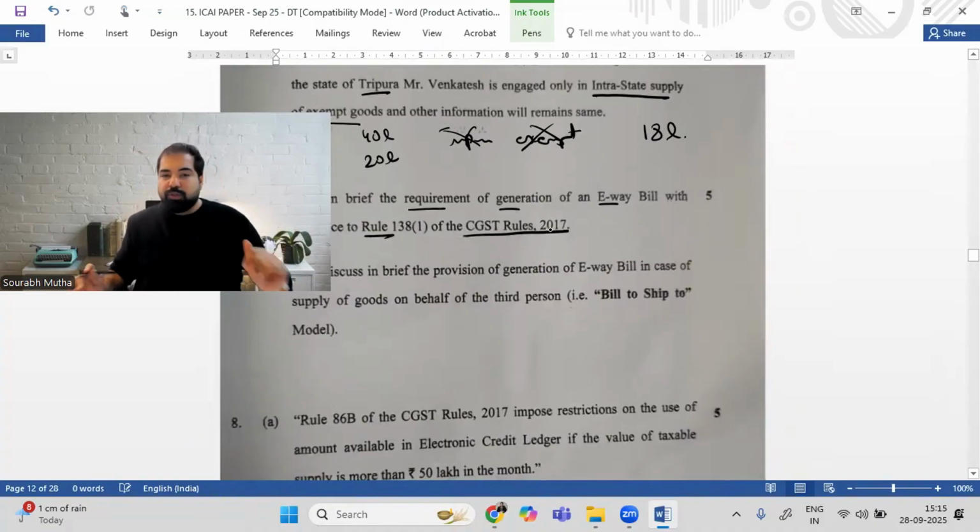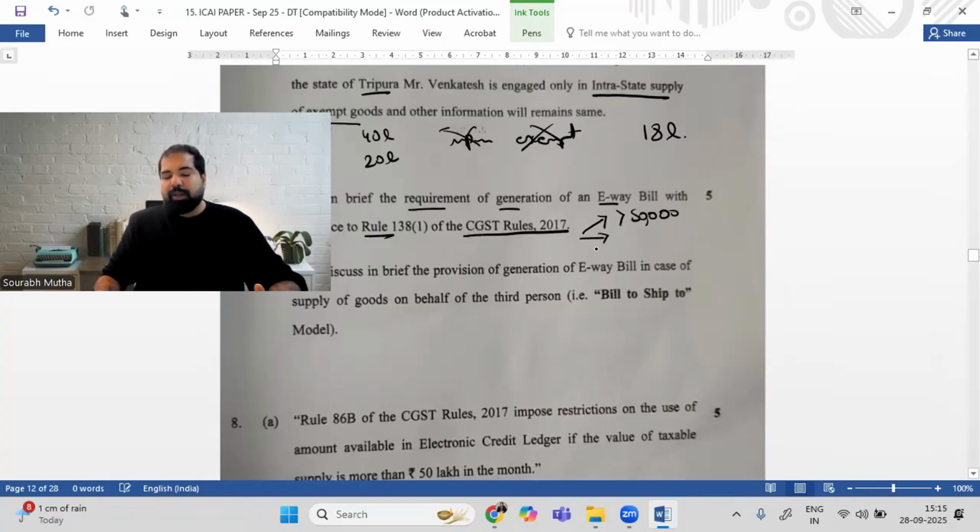State in brief the requirement of generation of e-way bill with reference to Rule 138 of the CGST Rules 2017. It's just like on a bike you need a license. Whenever there is movement of goods, you require an e-way bill. When the value of taxable supply including GST is more than 50,000 rupees, you need an e-way bill.